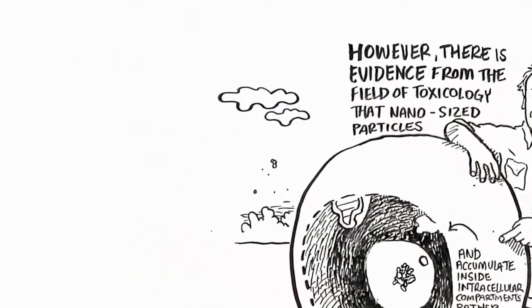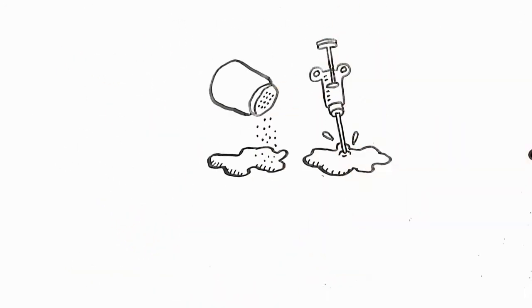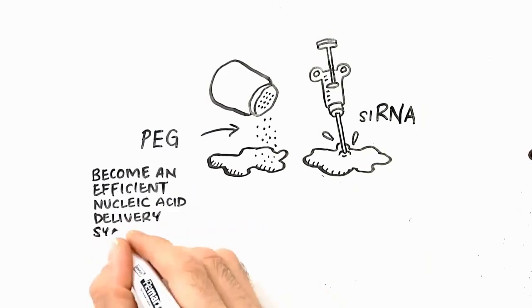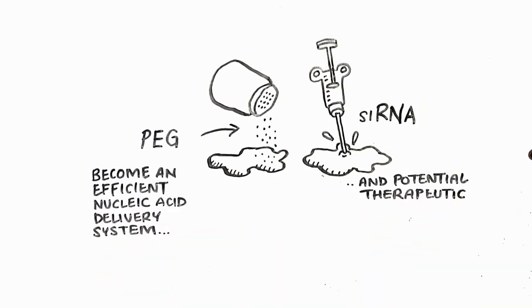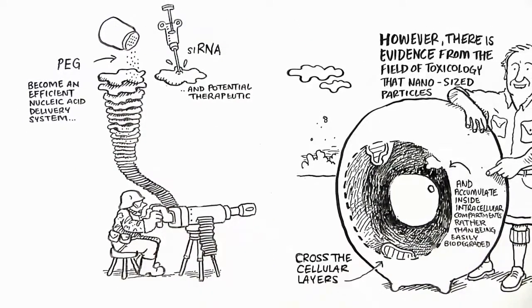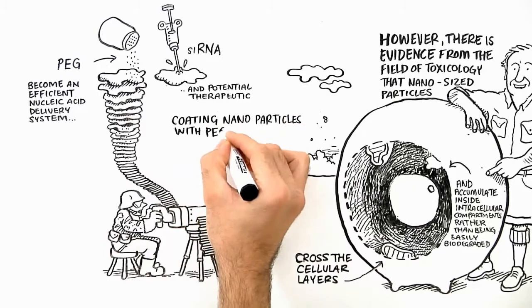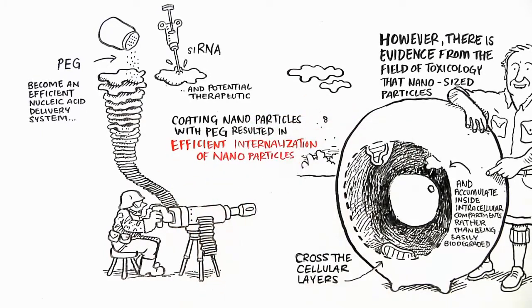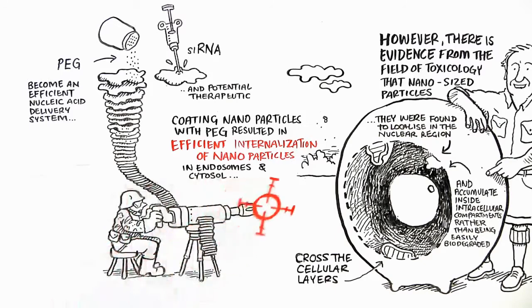Indeed, this has been seen as a benefit when nanoparticles are combined with siRNA to become an efficient nucleic acid delivery system and a potential therapeutic. In 2006, Dr. Shenoy and his team showed that coating nanoparticles with PEG resulted in efficient internalization of nanoparticles in endosomes and cytosol, and they were found to localize in the nuclear region. Indeed, the coating of nanoparticles can be utilized for targeting.